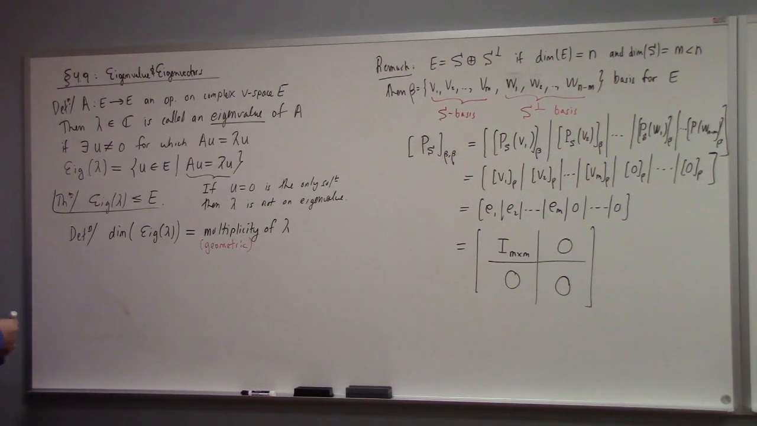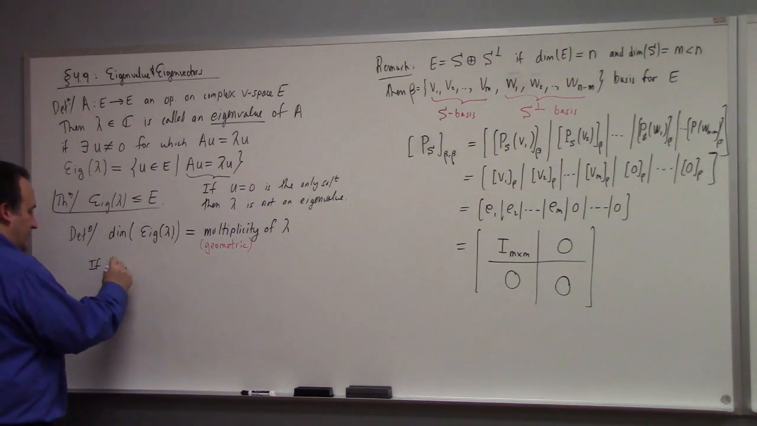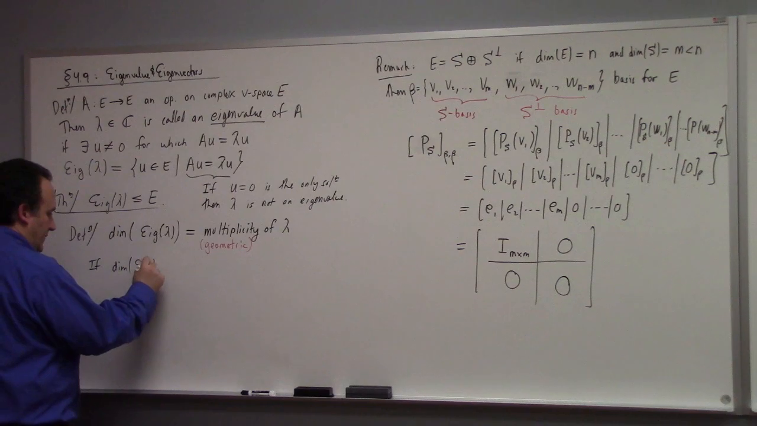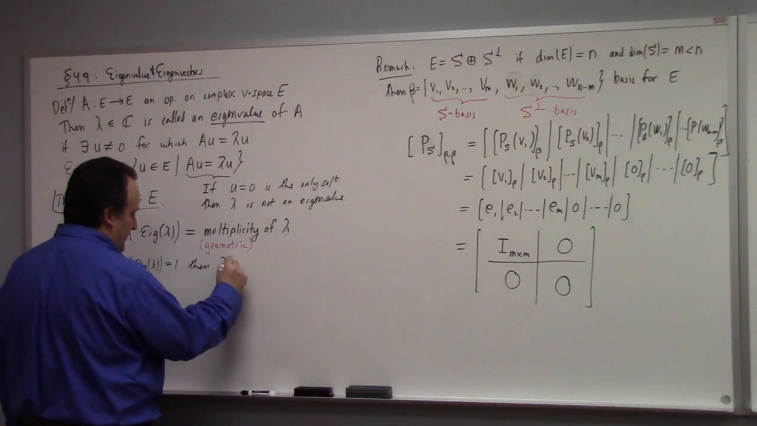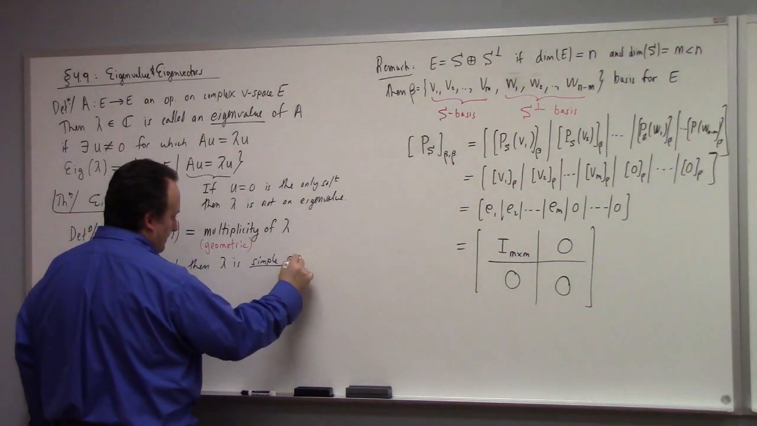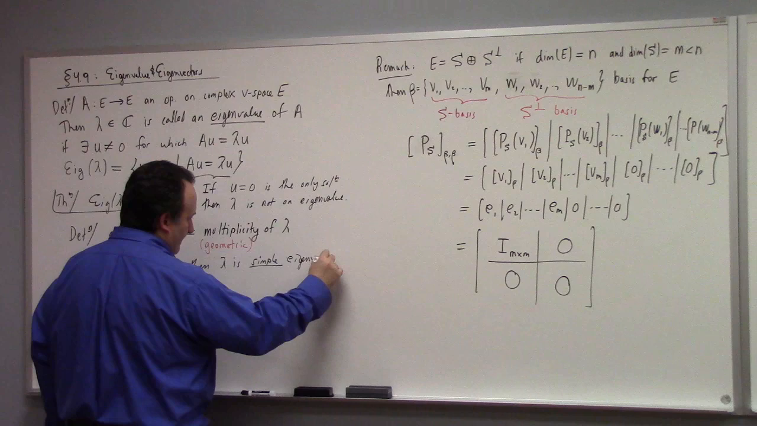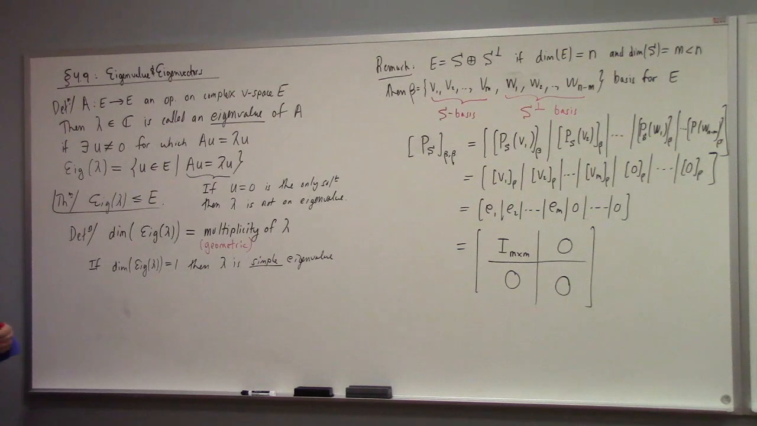And then, if the dimension of the eigenspace of lambda equals 1, then lambda is a simple eigenvalue. Otherwise, it's called degenerate. All right.